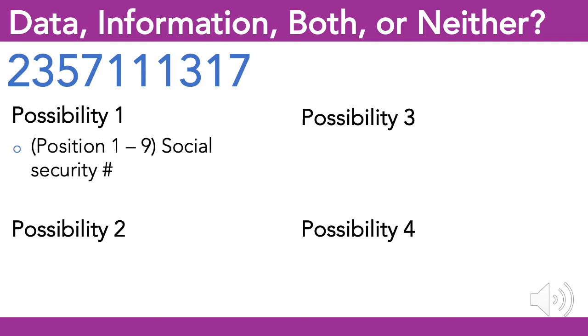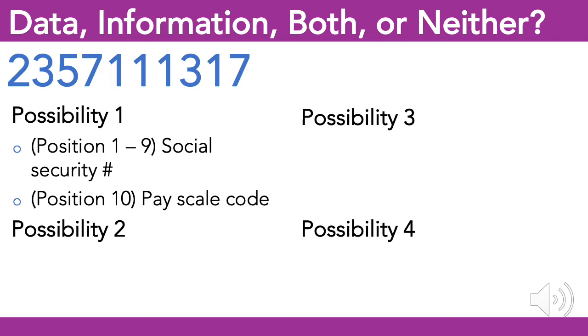This data may represent a Social Security number. Positions 1 through 9, maybe they're a Social Security number. And the last digit is somebody's pay scale code. So, this could be a representation of an employee in an organization, right? We've represented them by their Social Security number and their pay scale code. 7 means we pay them at an hourly rate of $10.11 per hour. Just making that up. But that's a possibility.